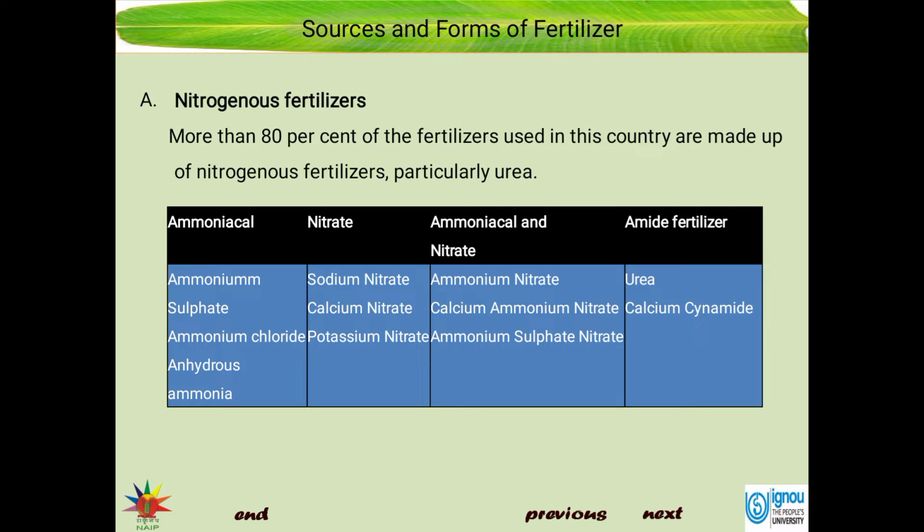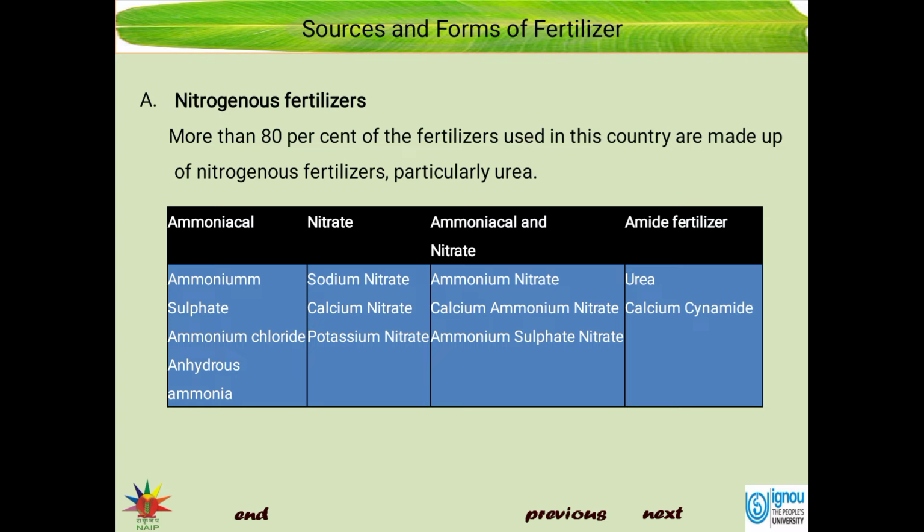Let's see examples of ammonical fertilizer: ammonium sulphate, ammonium chloride, anhydrous ammonia. These contain nitrogen in the form of ammonia. Then in the nitrate fertilizer, the nitrogen is available in the form of nitrate. Examples are sodium nitrate, calcium nitrate, and potassium nitrate.